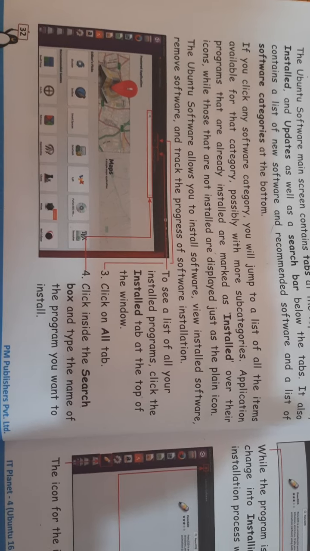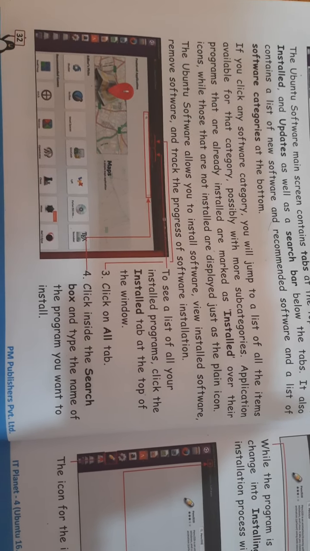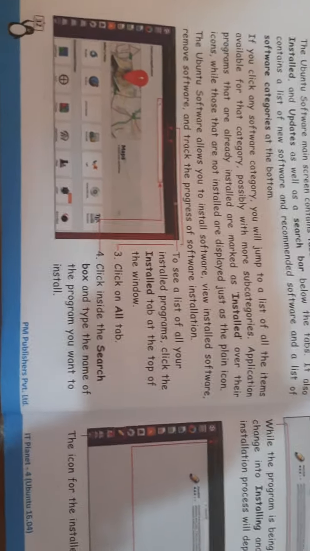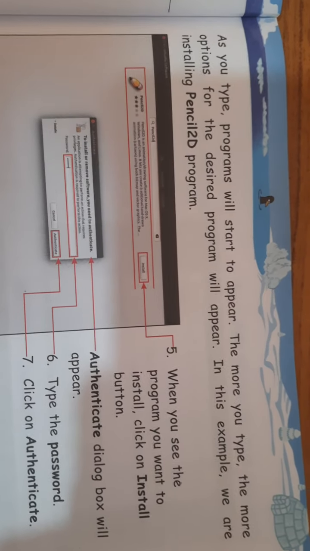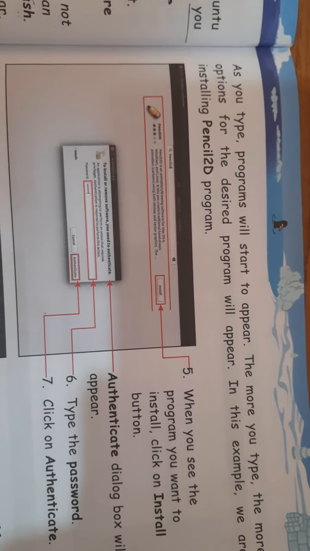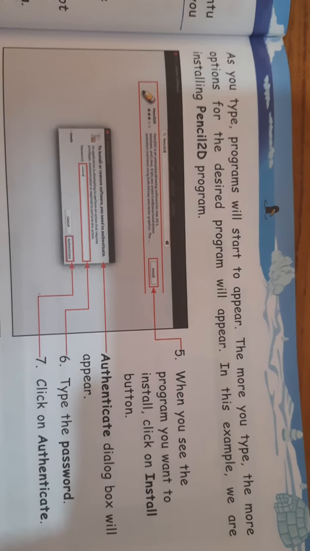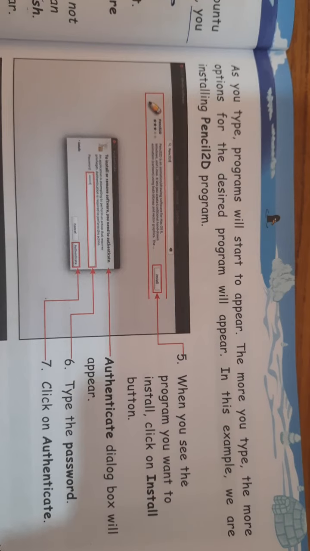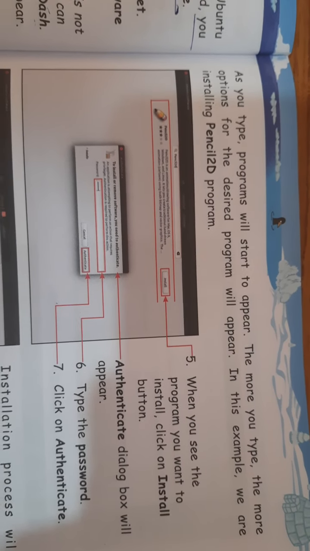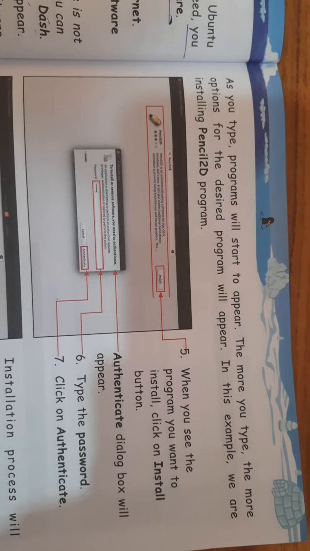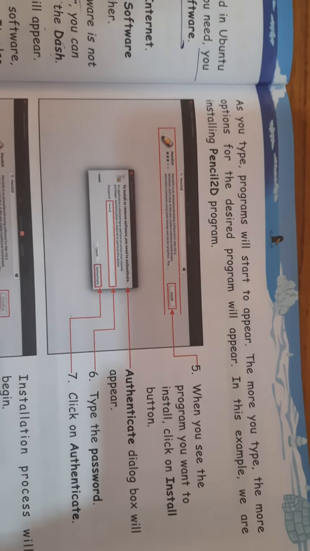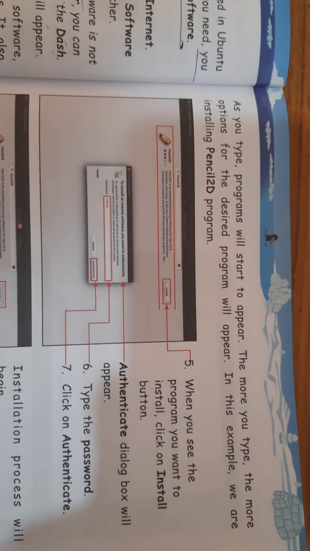Click inside the search box and type the name of the program you want to install. Search box you all know. You have to search from the search box what you want to install. As you type, programs will start to appear. The more you type, the more options for the desired program will appear. In this example, we are installing the Pencil 2D program. Pencil 2D is a program in which you can make 2D pictures.